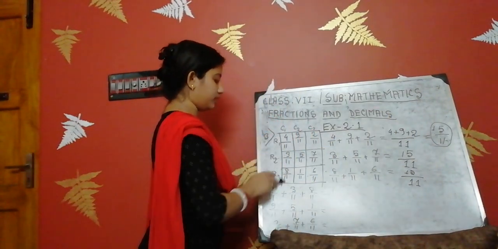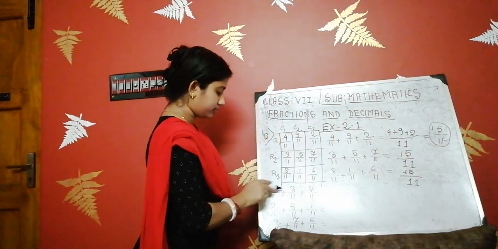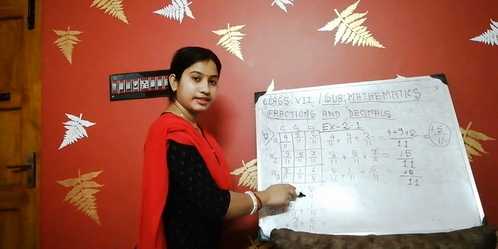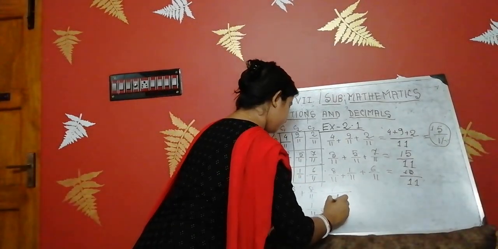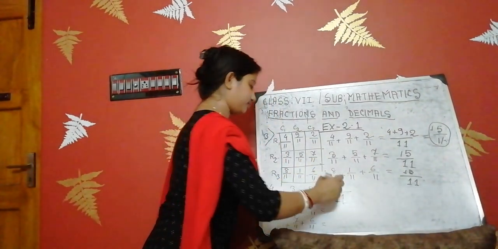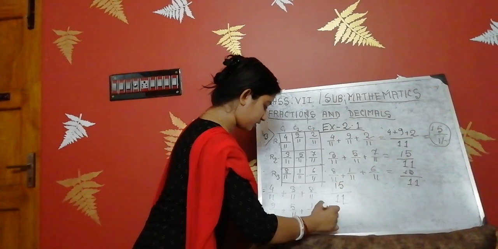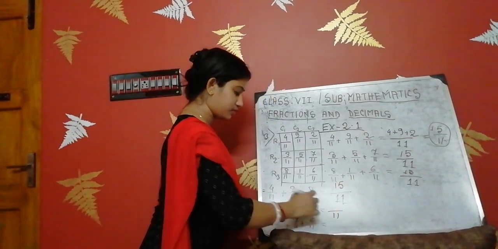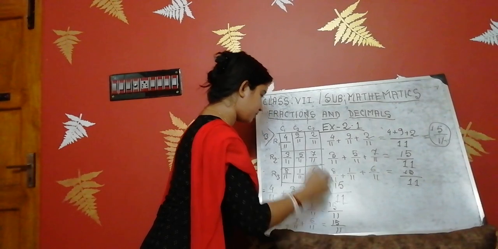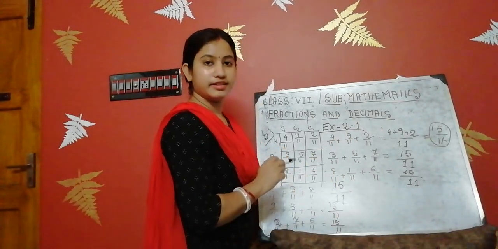Now find the sum of columns. This is column 1. The sum of column 1 is 4 by 11 plus 3 by 11 plus 8 by 11. Here the denominators are the same, 11. First we write 11 and add the numerators, 4 plus 3 plus 8, 15. Similarly column 2 is 11, 9 plus 5 plus 1, 15. This is also 15. So we get the sum of all rows and columns are the same.